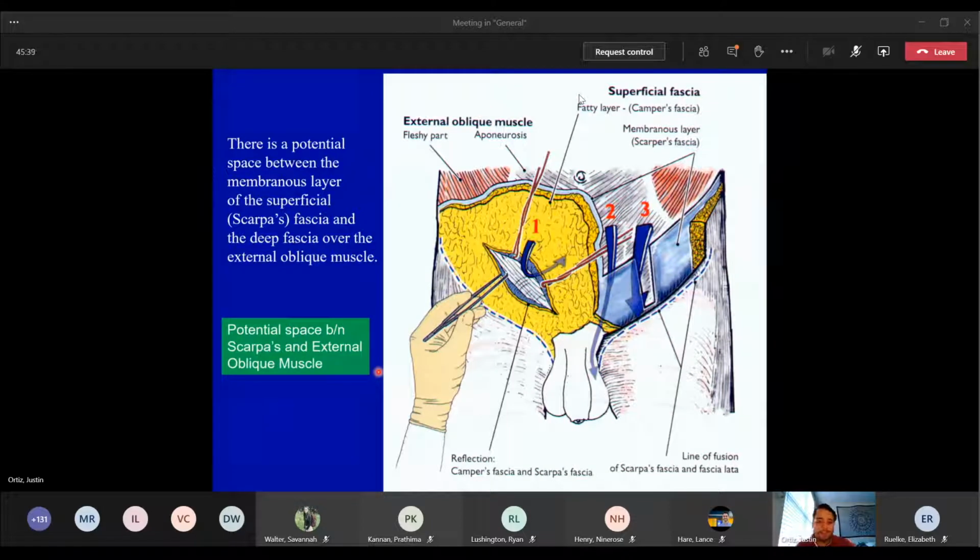So all he said here is that there's just a potential space between Scarpa's and external oblique. Nothing too high yield. Remember, when he says membranous layer of superficial fascia, it's the same thing as saying Scarpa's fascia. All he's saying is that there's a potential space. Nothing testable here, to be honest. Just that there's a space between the external oblique.